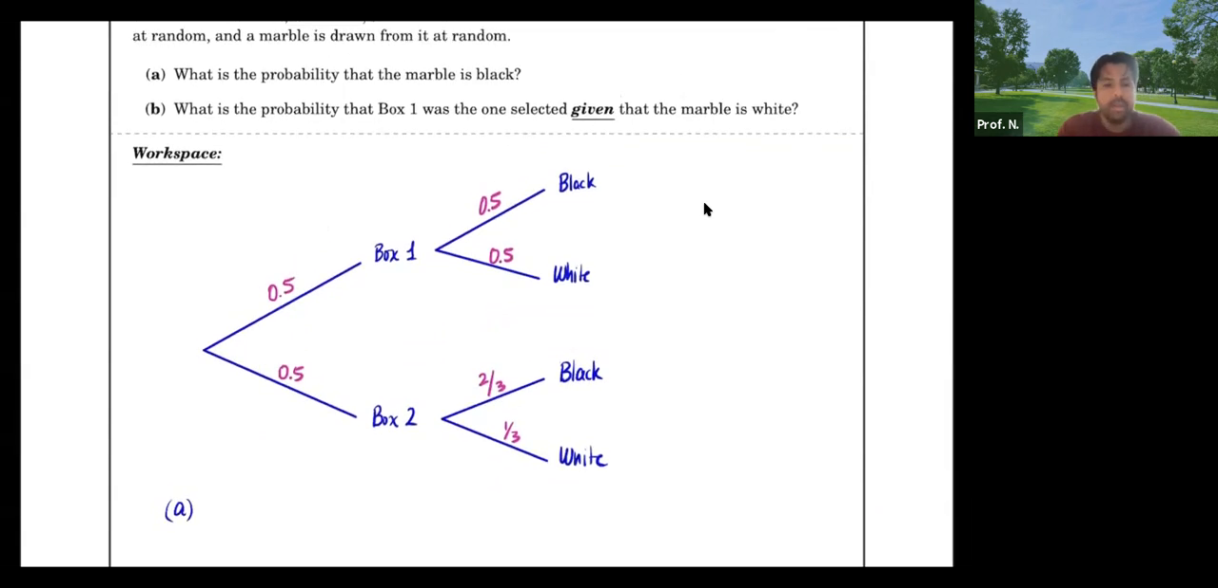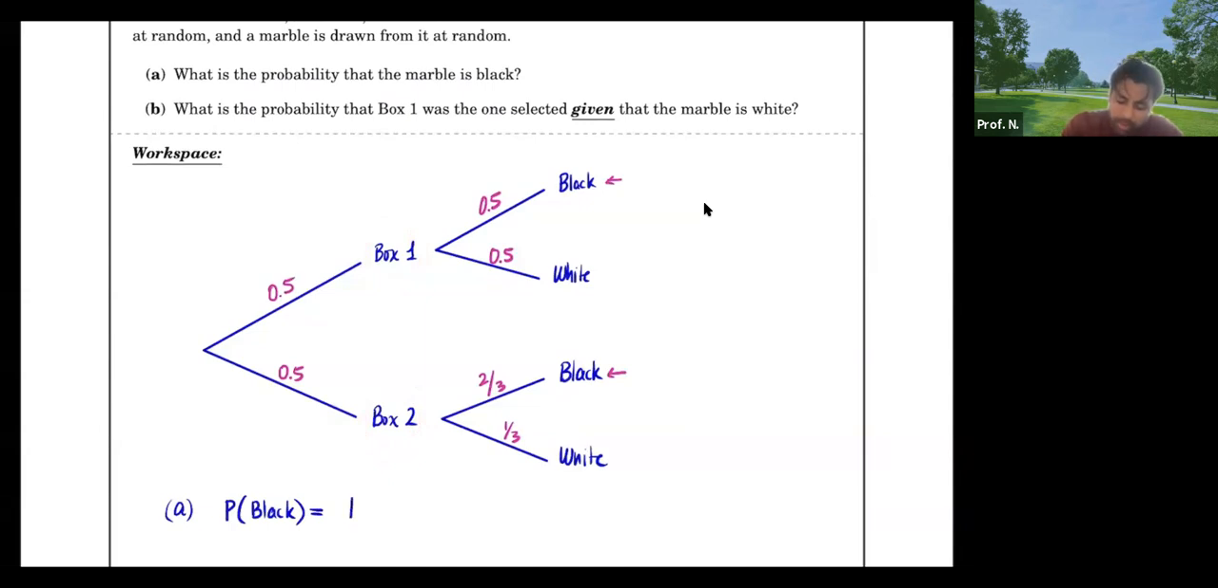Part A is asking: what's the probability that I get a black marble? The probability of getting a black marble is dependent upon whether box 1 is selected or box 2 is selected. I need to add those probabilities up.